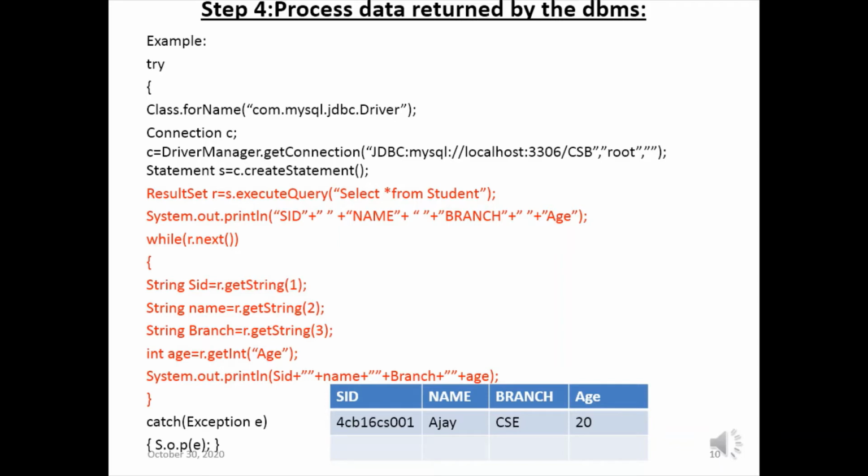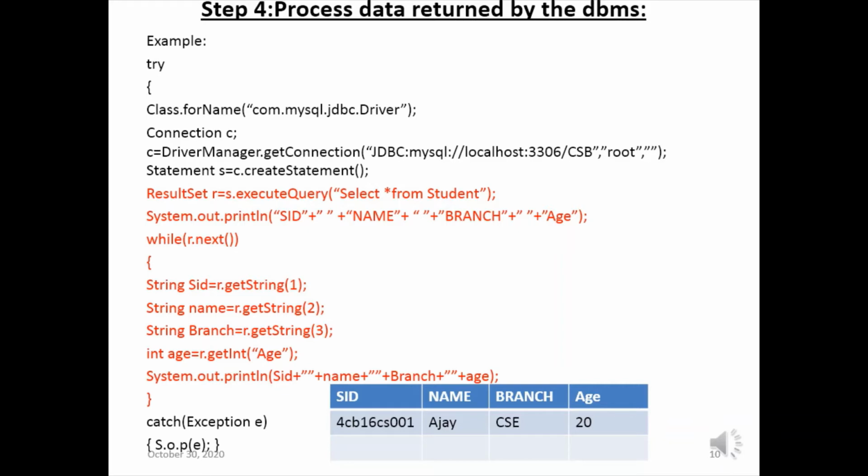If the row is not empty, the method is going to return true. If the row is empty, the method is going to return false. Assume that now the row is not empty, then the next method is going to return true. Now I want to retrieve the value from the corresponding row and the corresponding column. Then I need to make use of a getX method. The getX is a method which is going to return the value of the current row and specific column.